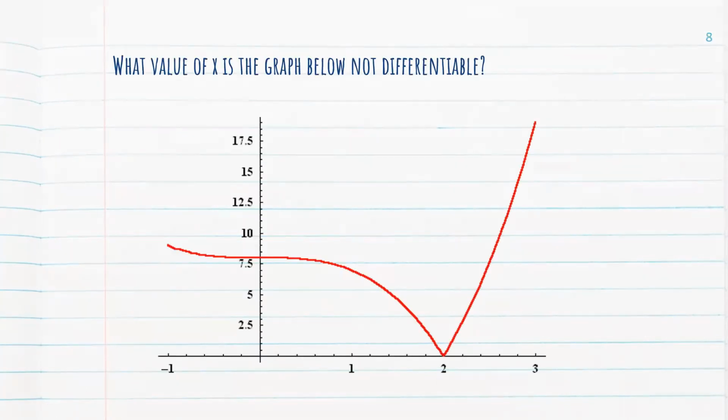Okay, let's practice. At what value of x is the graph below not differentiable? Looking at the graph, we can clearly see that the function has a sharp corner. At x equals 2, we see a sharp corner here. So we'll say at x equals 2, the graph is not differentiable.